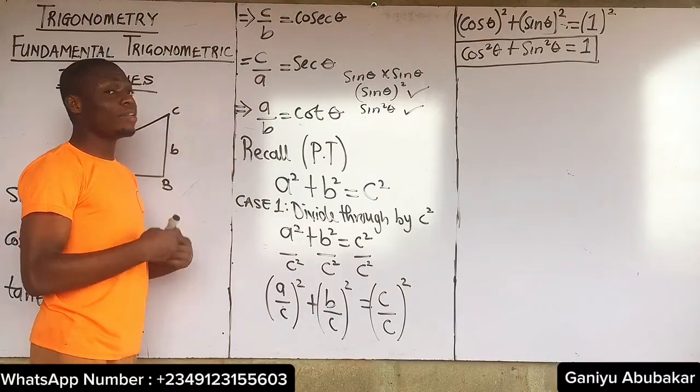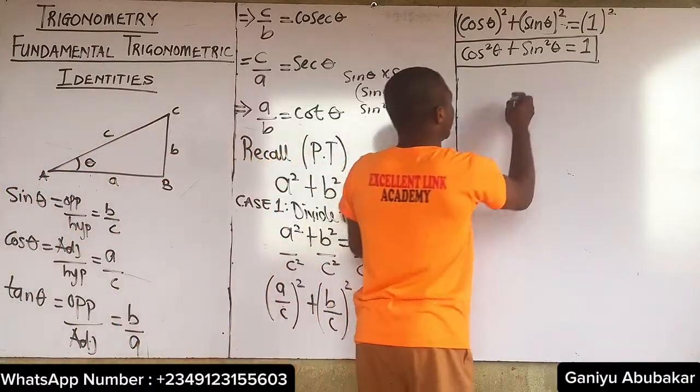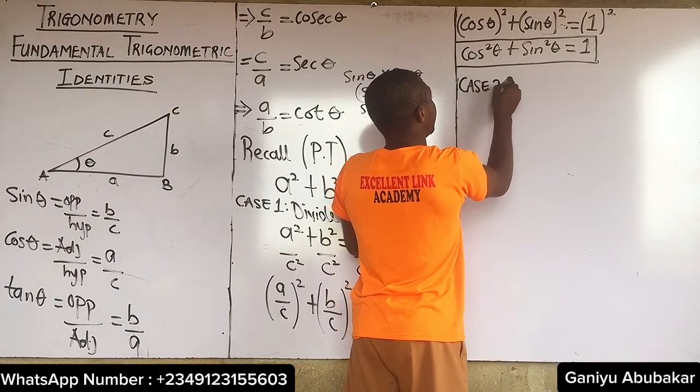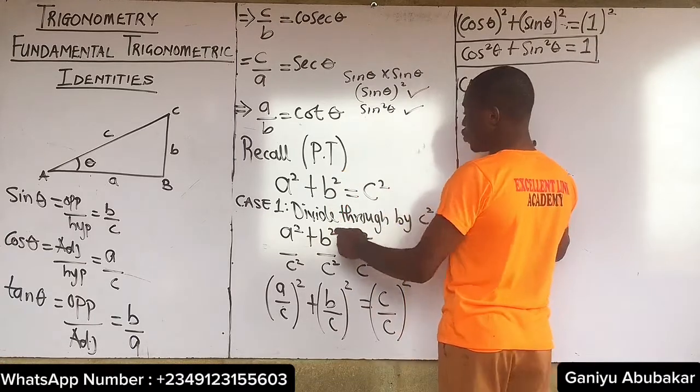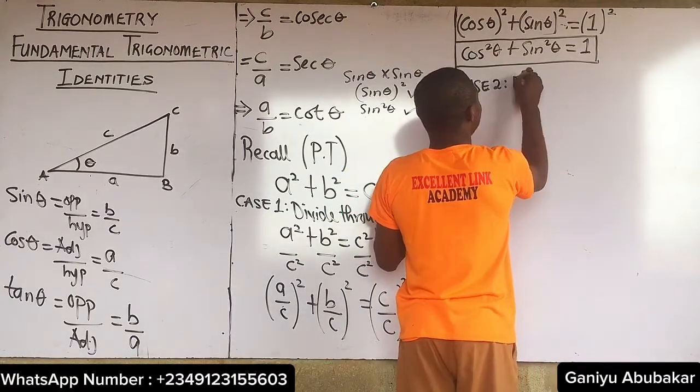I said there are about 3. So this is the first one. That's why I have case 1. Let's discuss case 2. For case 1, we divide through by C squared. For case 2, divide through by B squared.